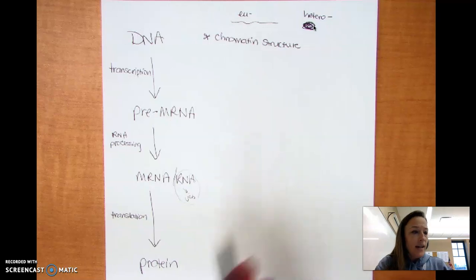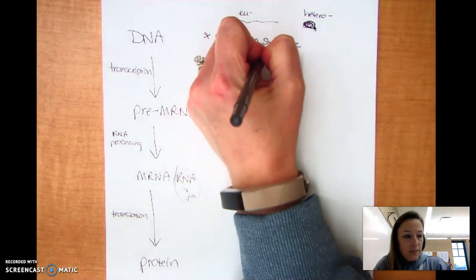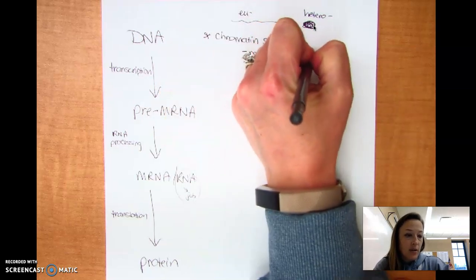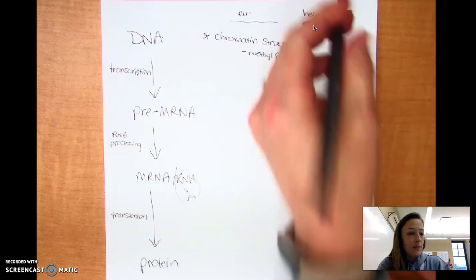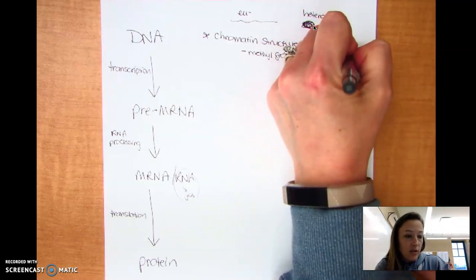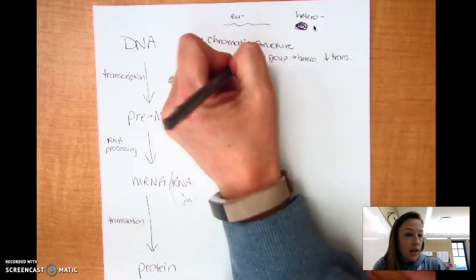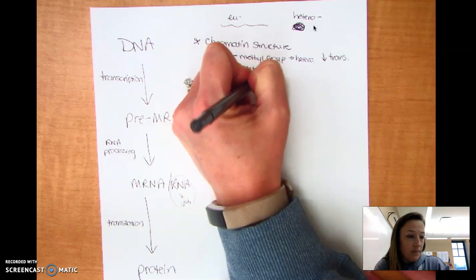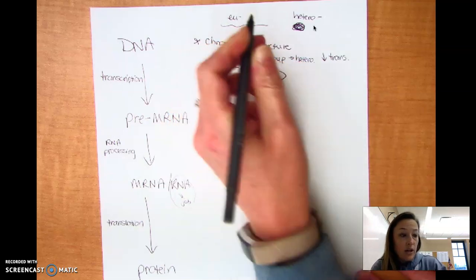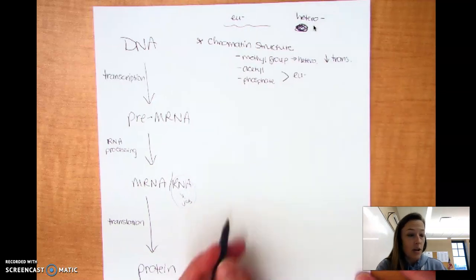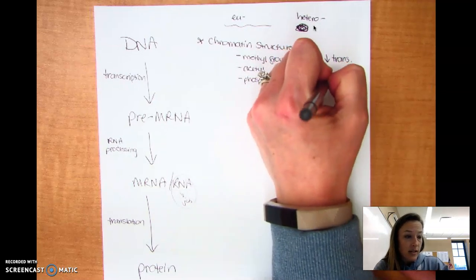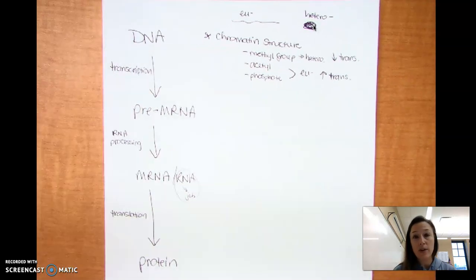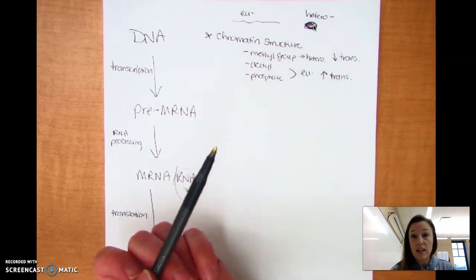We can do that by a couple things. We can add a methyl group. That's going to take it to heterochromatin. It's going to cause it to clump up together, and that's going to decrease transcription. We could also add an acetyl group or a phosphate group. Those are going to open it up, so they're going to take it more to that euchromatin, and they're going to increase transcription. So that's one way we can regulate whether or not we decode our DNA, simply by the way the DNA is structured.